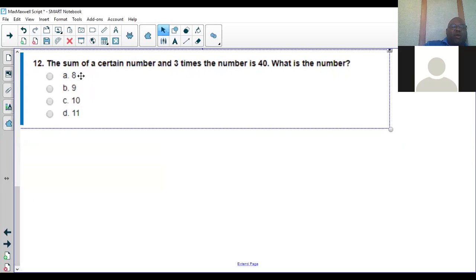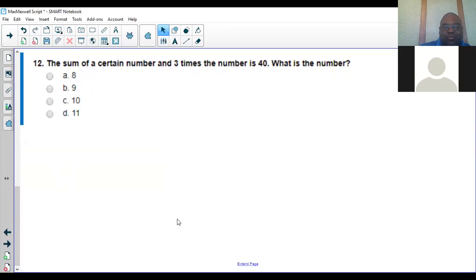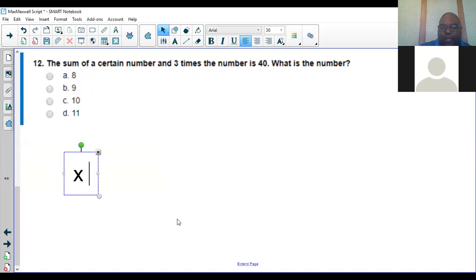Okay, so a sum of a number. The word sum means what? What does sum mean? One of those numbers, the sum of one of these numbers. So sum means that we're going to add. So the sum of a number, okay, so we're going to be adding. That's 3 times the number. So 3 times means, so we know we're adding.